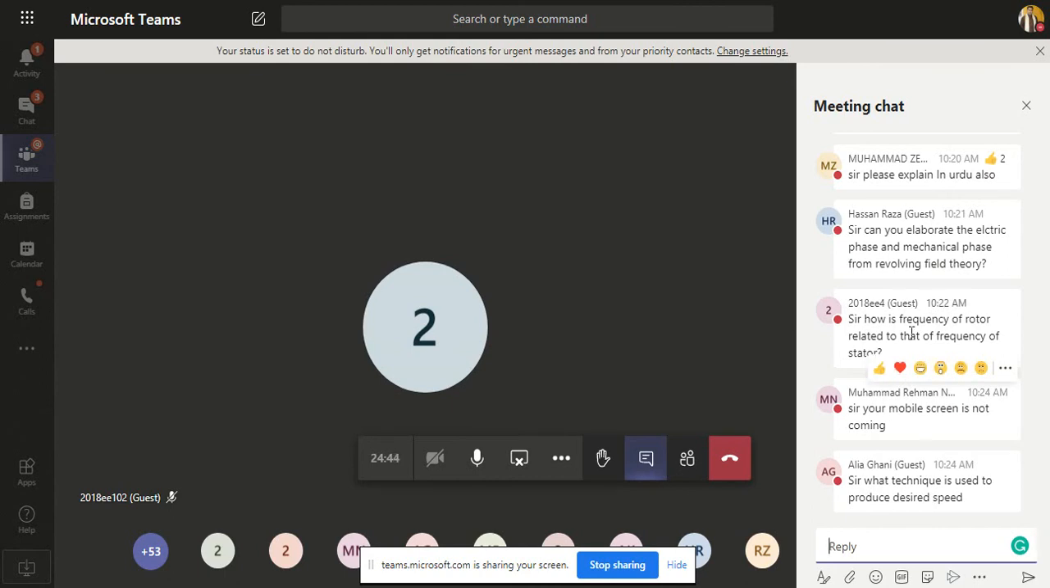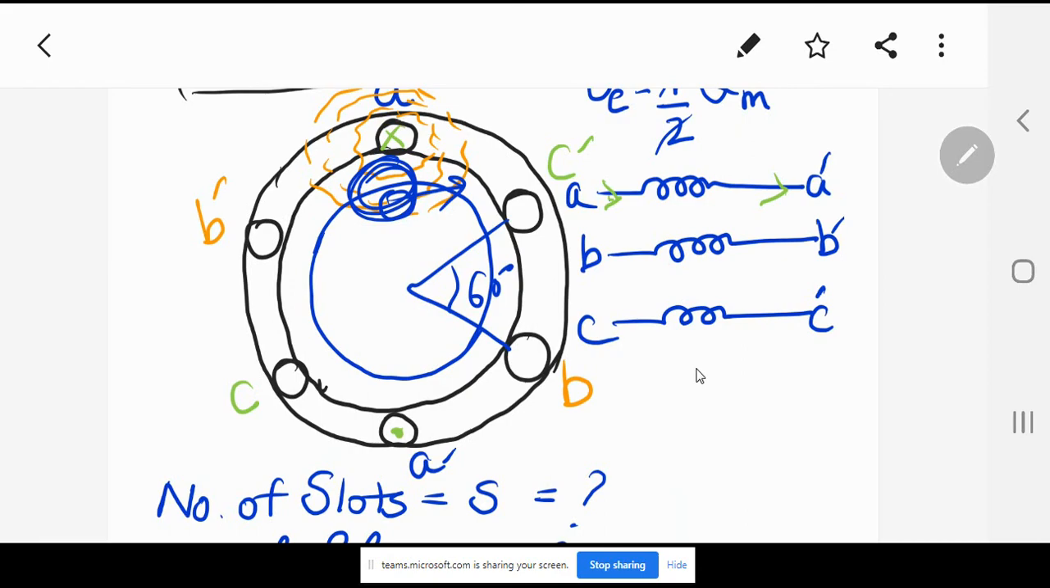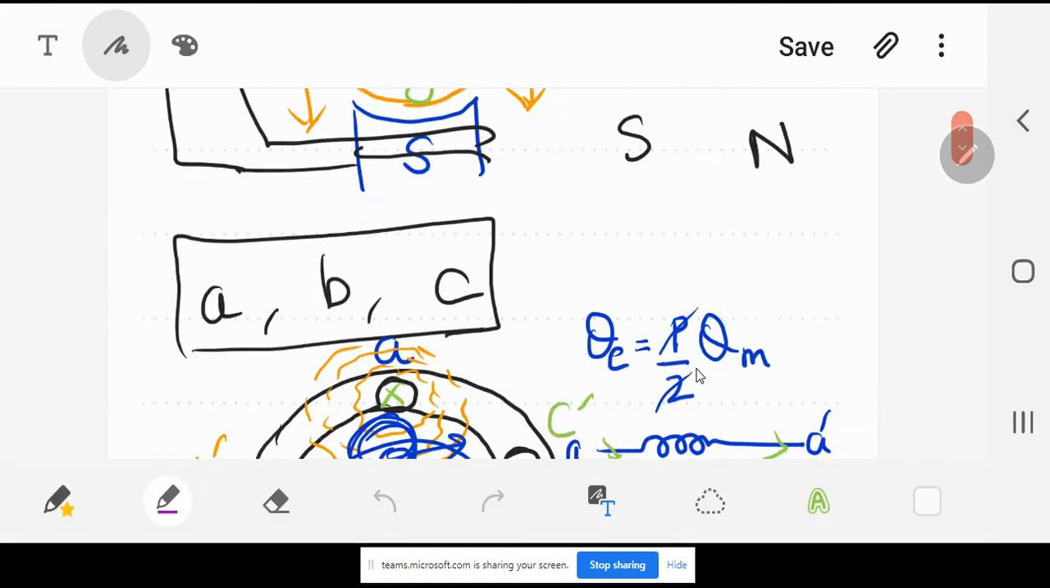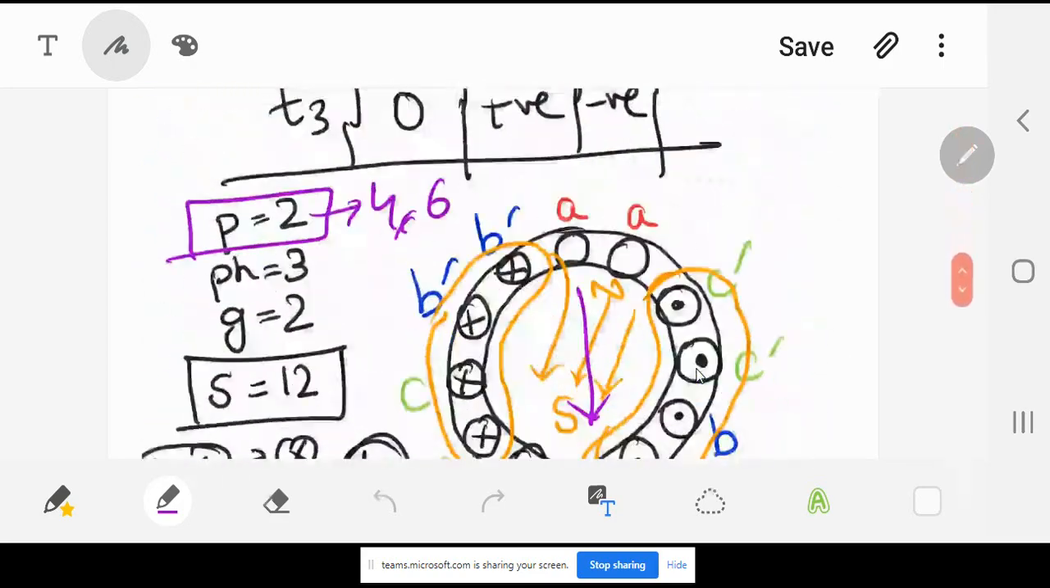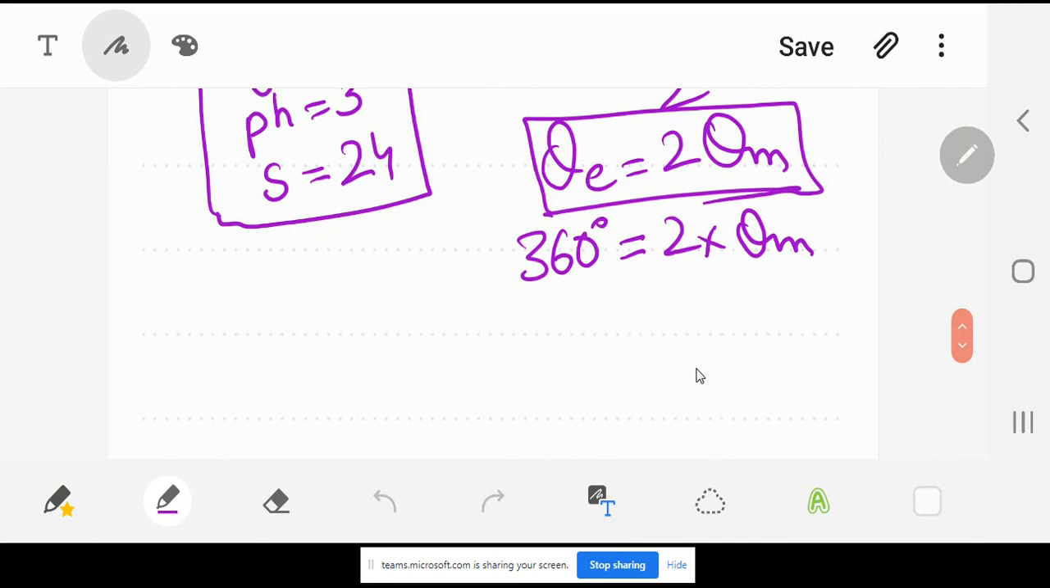How is the frequency of the rotor related to the frequency of the stator? I guess how many of you have gone through lecture number 3 is very important over here, but I will answer you for number 4. The relation, very simply, if I write it down on the same file, let me use my screen. If we go to the bottom of this file, the relation is very simple: Fr is equal to S times Fs.